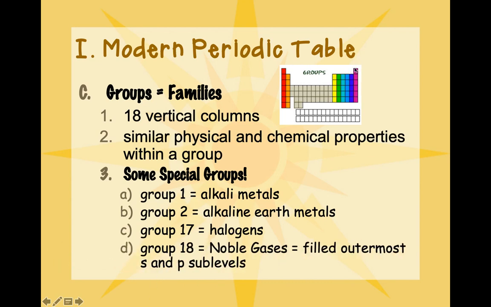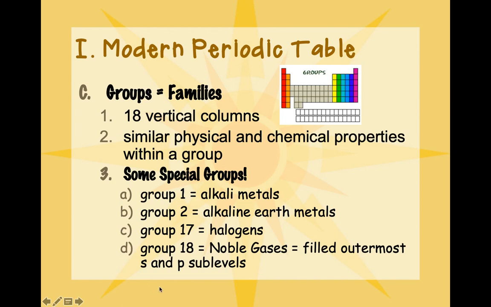And then group 18, remember, are our noble gases. And the reason that they're noble and they don't like to bond with things is because they're special because their outermost S and P sublevels are filled. So remember, S can hold 2 electrons, P can hold 6, so you get 8. So that is where we've gotten that octet rule. So why the noble gases are stable is because they have 8 valence electrons.